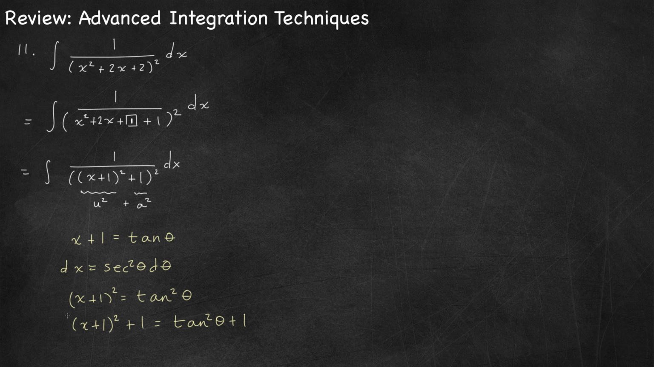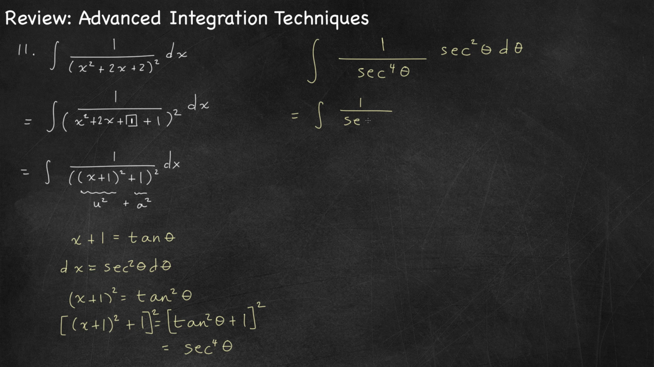And then if we take this whole left-hand side and square it, and this whole right-hand side and square it, we see that x plus 1 squared plus 1 all squared is just equal to secant squared theta squared, or secant to the 4th theta. Okay, so let's rewrite our integral now. It's the integral of 1 over, and my whole denominator there is just secant to the 4th theta. My dx is secant squared theta d theta. Secant squared over secant to the 4th is 1 over secant squared theta. And the reciprocal of secant is cosine, so that's cosine squared theta.